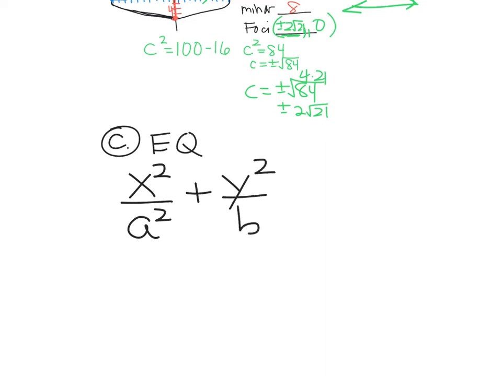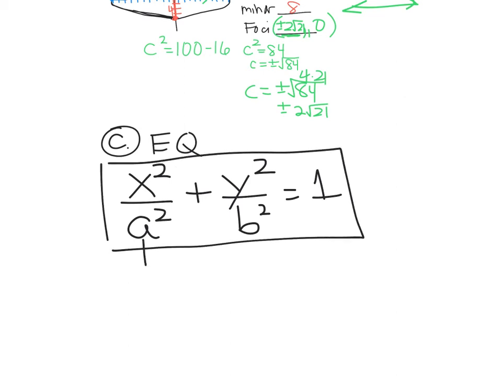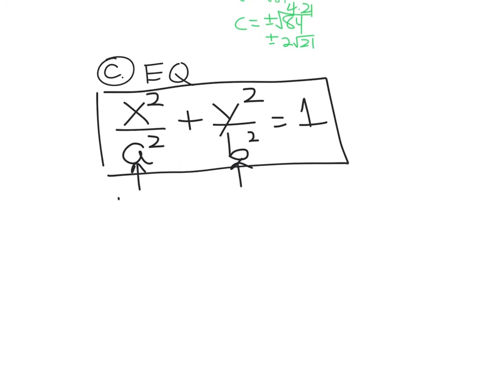Over b squared equals 1. This is what we're trying to get, where we have to find out what a squared and b squared are. So here we go, number 3.